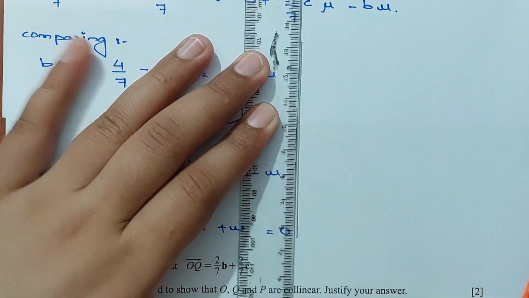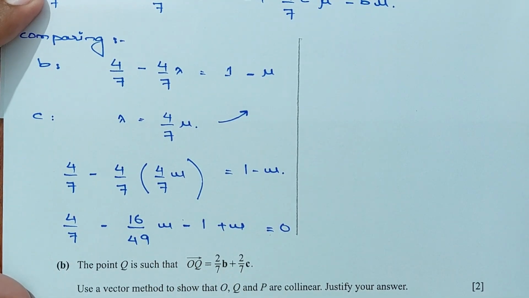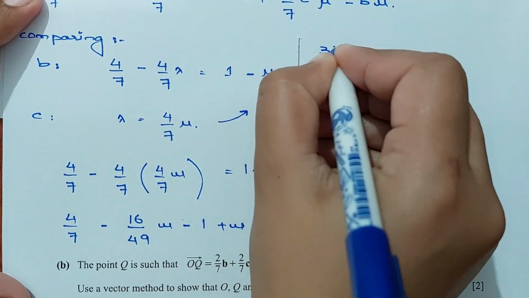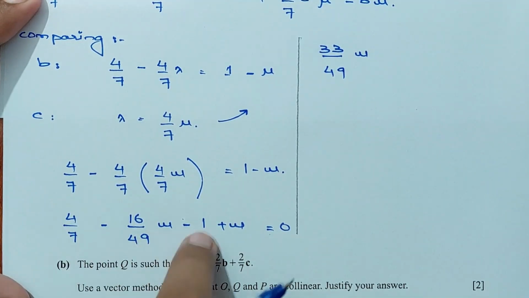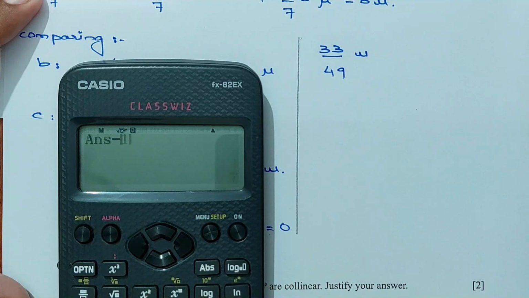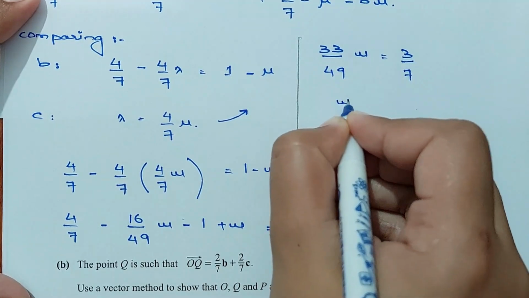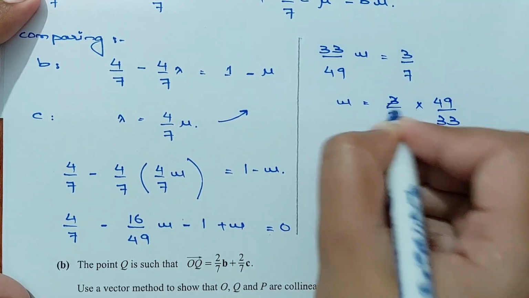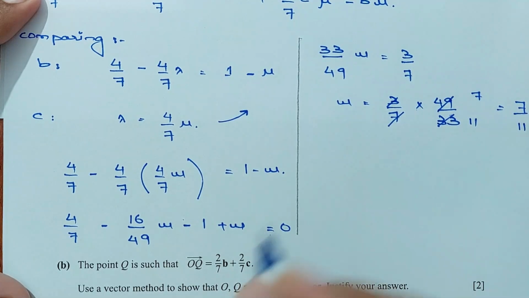For this simplification, I'm going to work over here. Combining the mu's, these are the two coefficients of mu. The first coefficient is 1, minus 16 over 49, which gives 33 over 49 mu. And 4 by 7 minus 1 is minus 3 by 7. Shifting to the other side, this is 3 by 7. So mu is 3 by 7 times its reciprocal 49 over 33. 3 times 11 is 33, 7 times 7 is 49. So 7 over 11 is my mu, right?